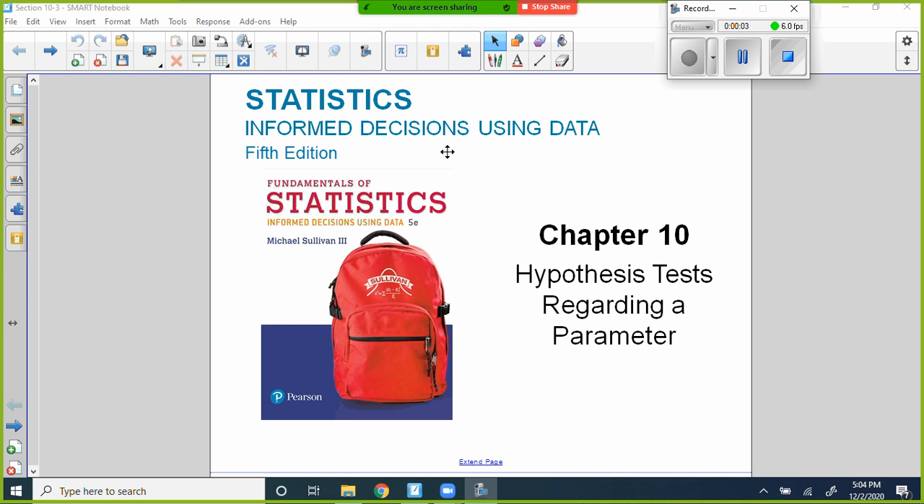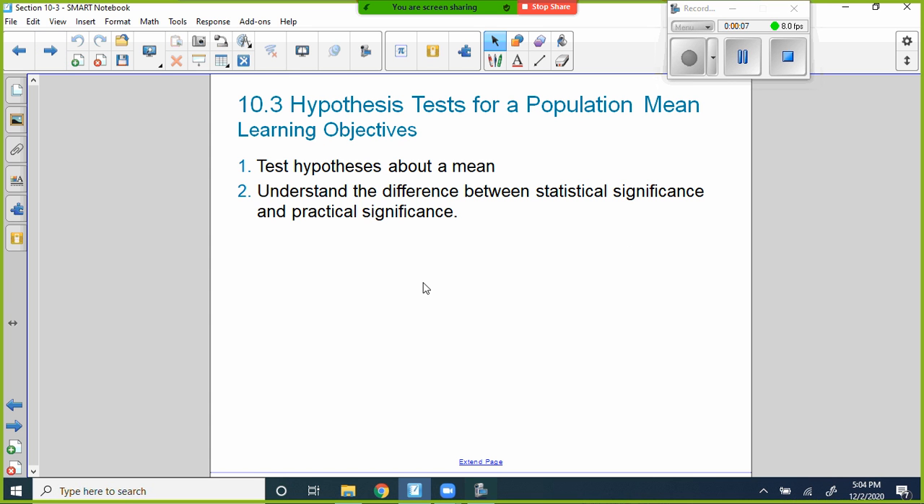Okay, so today we're going to cover Chapter 10, Section 3. What we're going to do is look at a hypothesis test for a population mean, right? So 10.2 is a hypothesis test for a sample proportion, and 10.3 is a population mean, very much like what we did with confidence intervals. We had a sample proportion and then we had a mean, right?